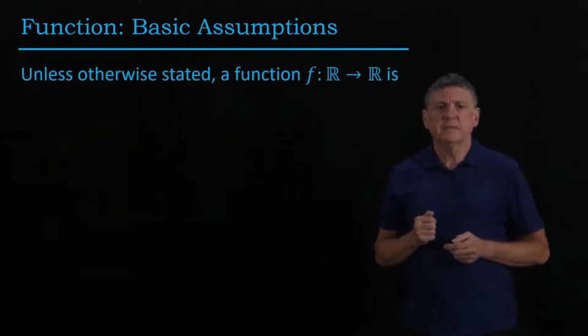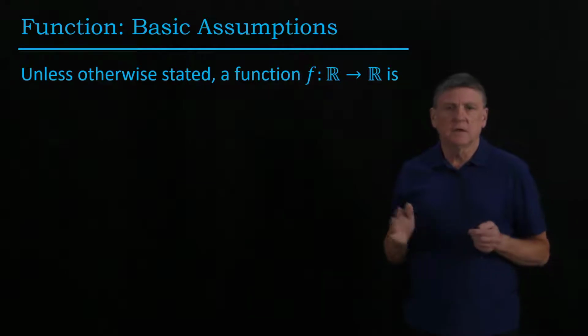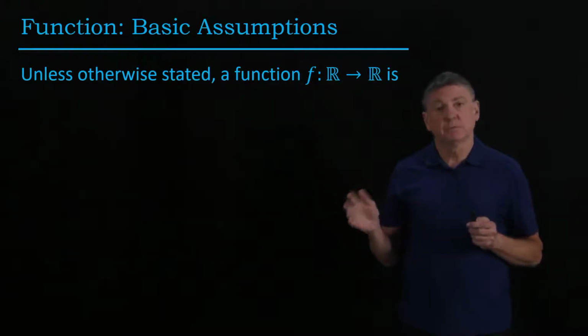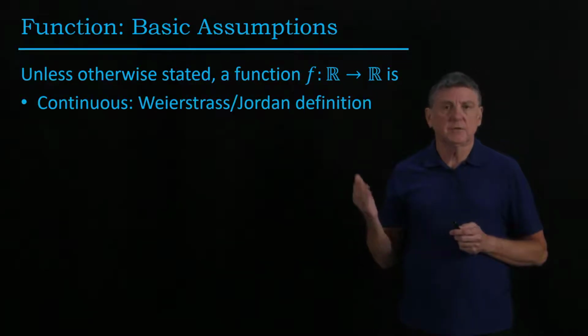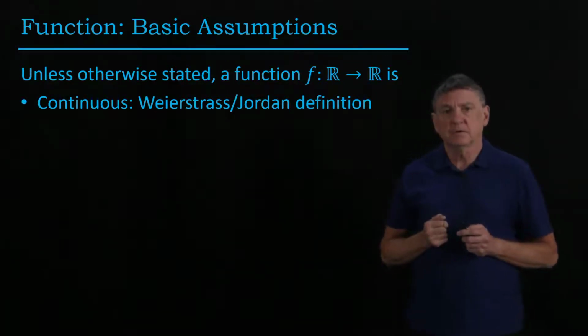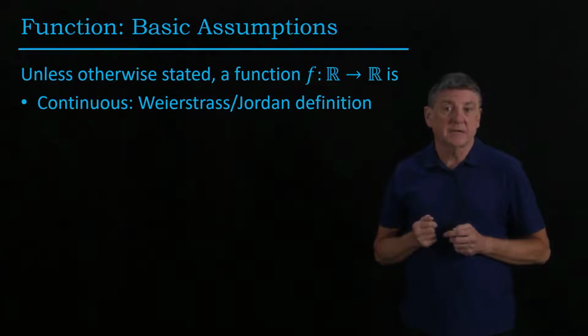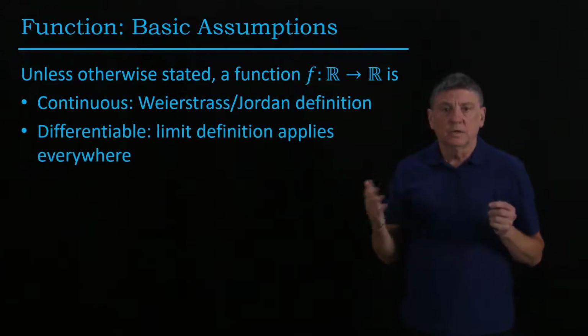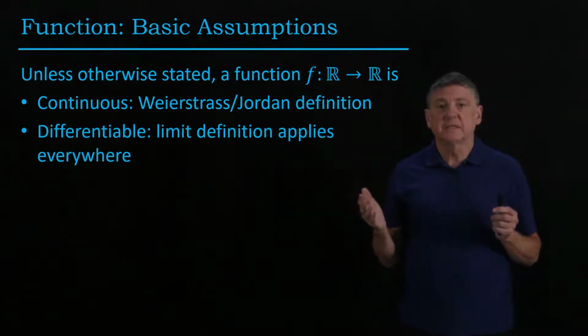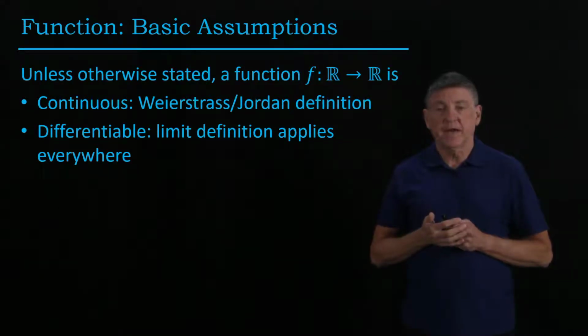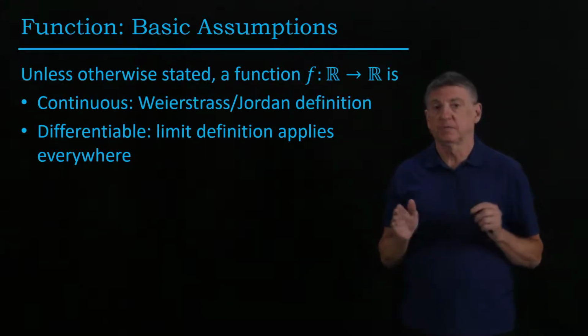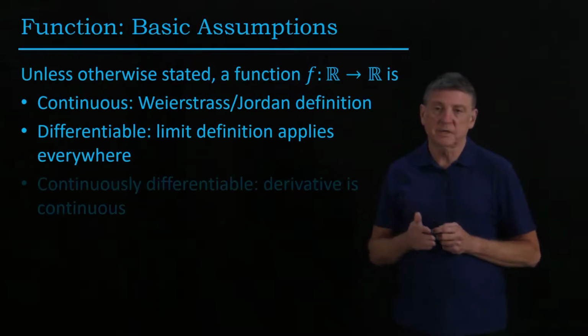Let's review some of the basic assumptions around a function. Unless we state otherwise, it maps a real number to a real number. We're going to assume that it's continuous, and you can refer to calculus material to get the exact definition. It'll be differentiable, which means that the limit definition for differentiability applies everywhere, and we won't have functions that are, for example, differentiable only on one side.